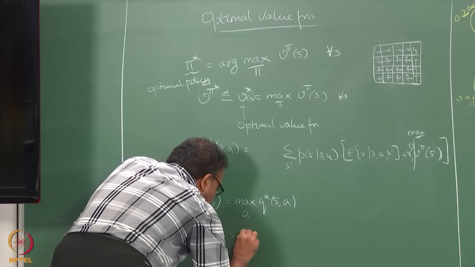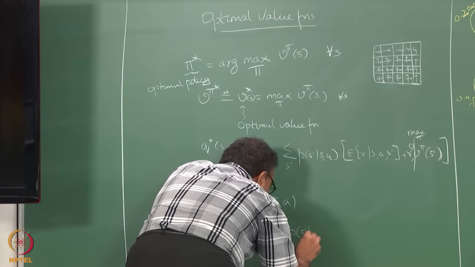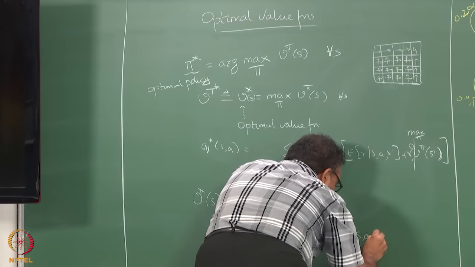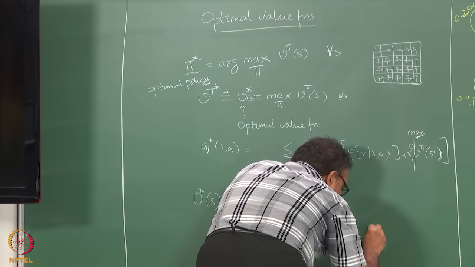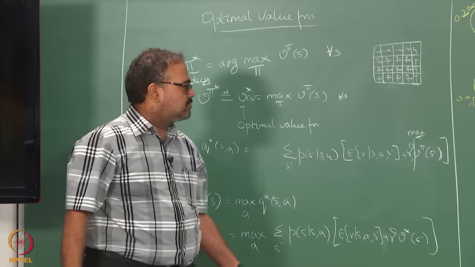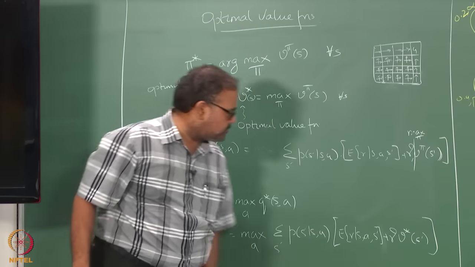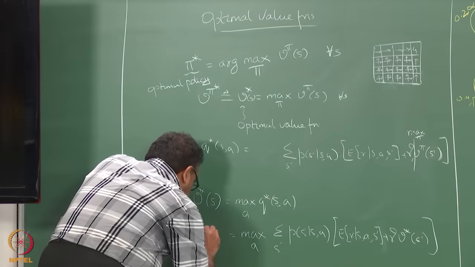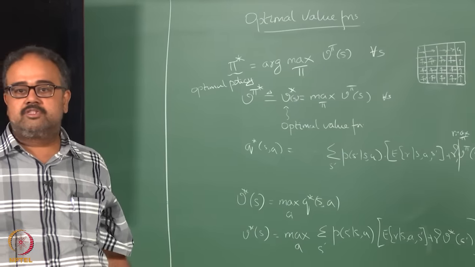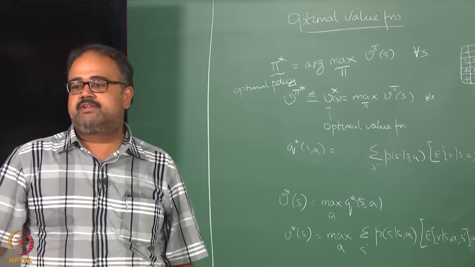Now I can expand this. I can say it's max over A, summation over S prime. And that's what max over pi is, right? Max over pi of v pi is v star. So not the v star is prime. Is it clear how we got that? Right. So this is called the Bellman optimality equation for v star.